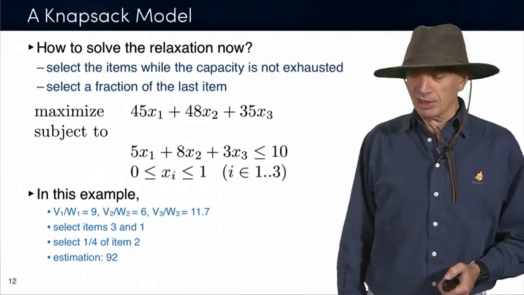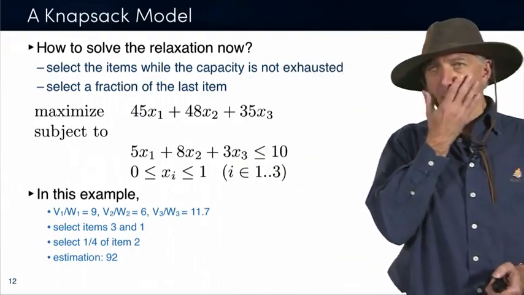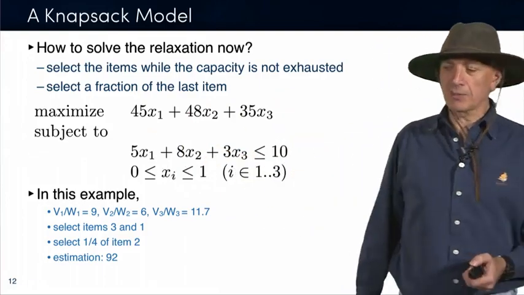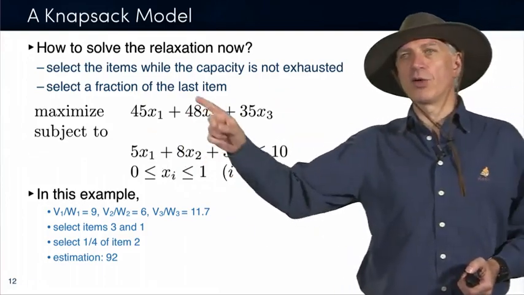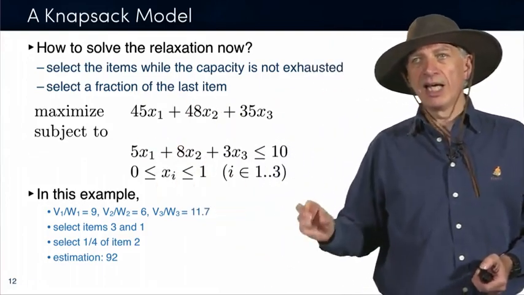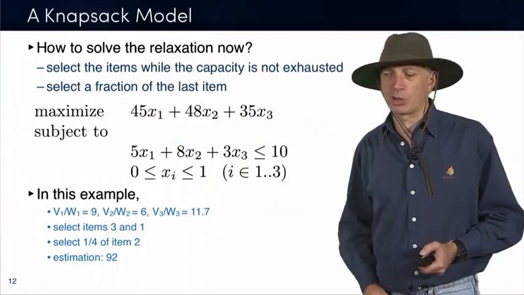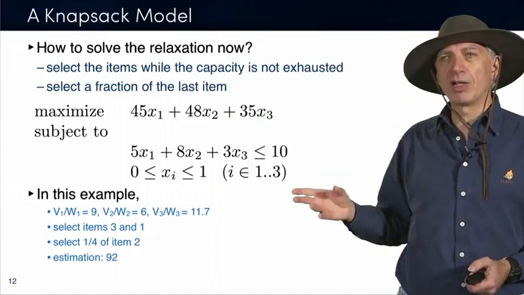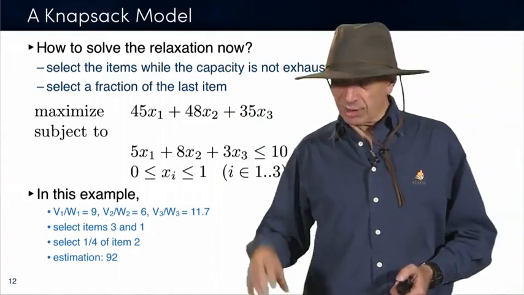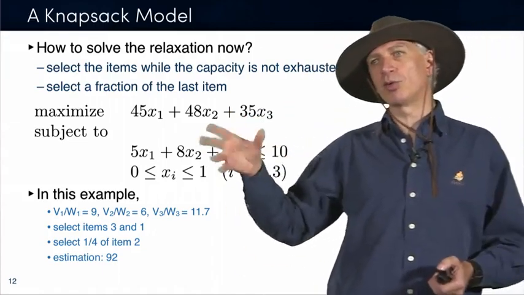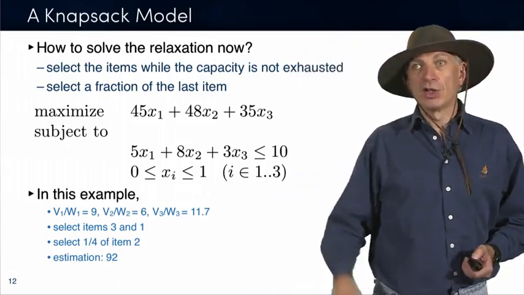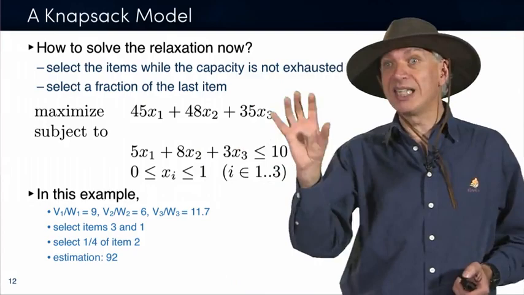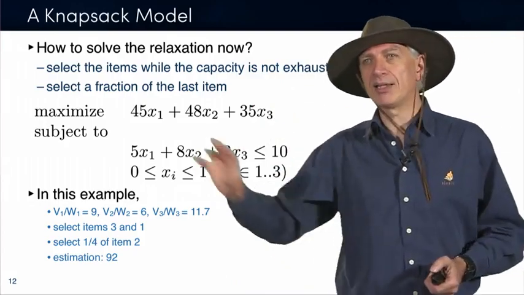Let's look at this in this particular example. You see item 1, item 2, item 3. The first item is 45 over 5, which gives you a value of 9 for that item. The second one is 48 over 8, which gives you a value of 6. And the third one is 35 over 3, which gives you a value of around 11.7. So item number 3 is, per kilo, the most valuable item, and then the next one, and then the next.